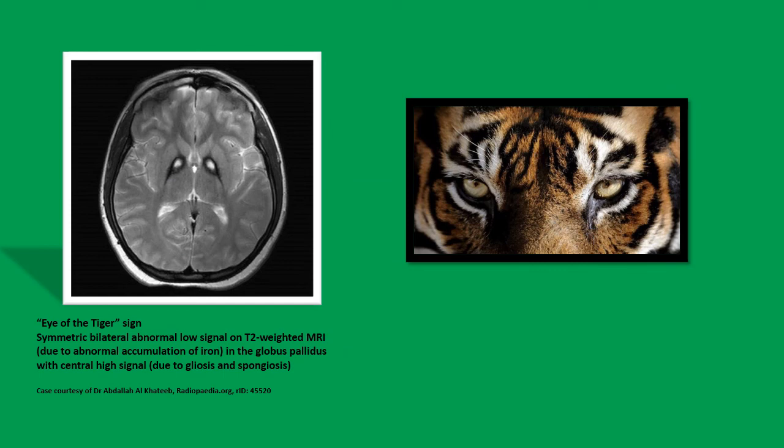This is a brain MRI showing the eye of the tiger sign. There is a symmetrical bilateral abnormal low signal on T2-weighted MRI due to abnormal accumulation of iron in the globus pallidus, with a central high signal due to gliosis and spongiosis. This picture is courtesy of Dr. Abdullah Al-Khatib. A tiger's eyes are shown for comparison.